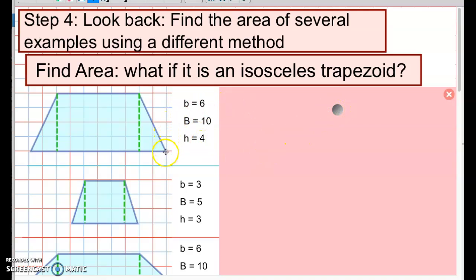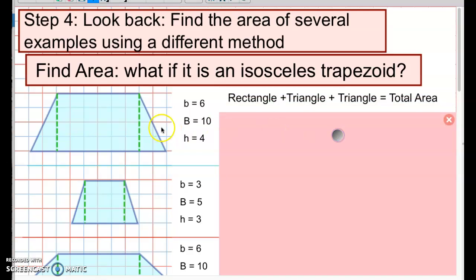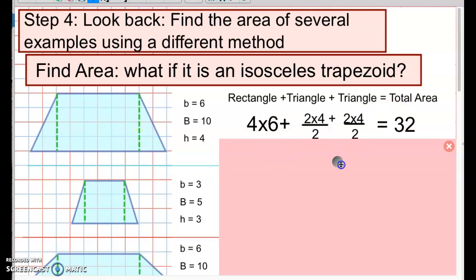strategy. Before, we had broken it down into two triangles. Now we're going to lop off the two triangles on the side, and we're going to find the area of all three figures. Once we have all three areas, we add them up, and then hopefully we get the same answer we came up with before. That way we'll know if we have a good strategy or not. And so the first one, we have the rectangle plus the triangle on the left plus the triangle on the right is going to give us our total area.